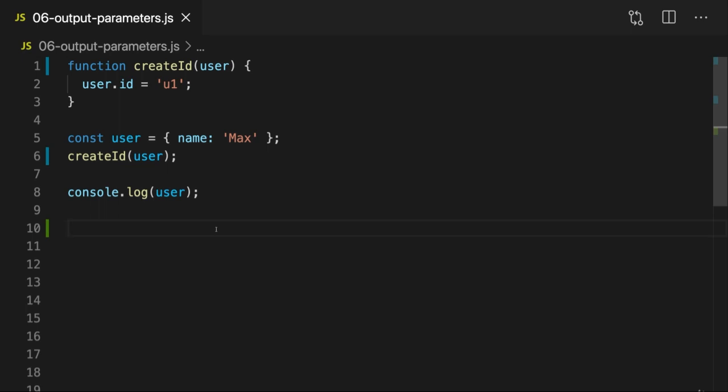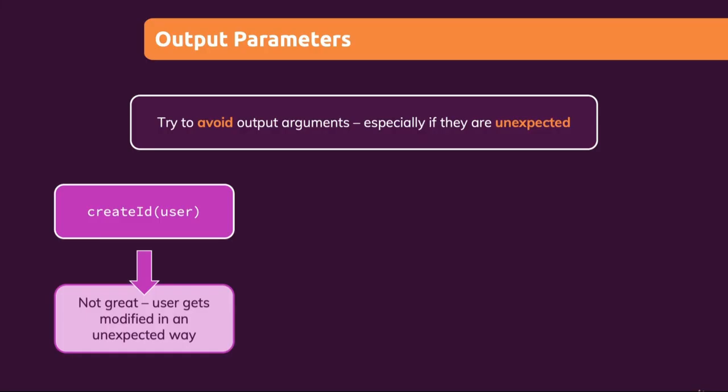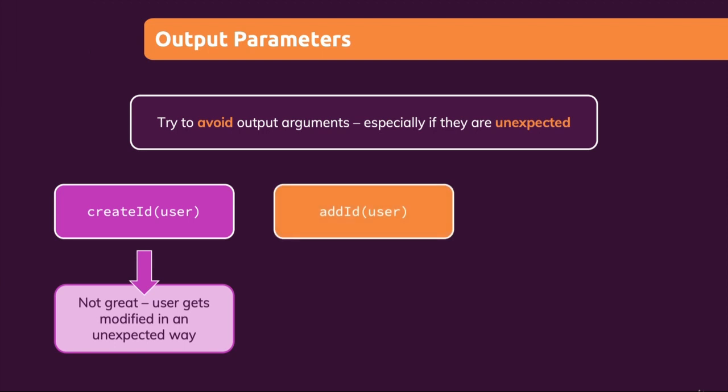It has an output parameter because it actually outputs the result of its work, in this case generating the ID, as part of the parameter which it received. It manipulates the parameter instead of returning a new value. You generally want to avoid this, and you especially want to avoid having functions which don't sound like they're doing what they are doing. It might be better if your function would be named addID instead of createID.